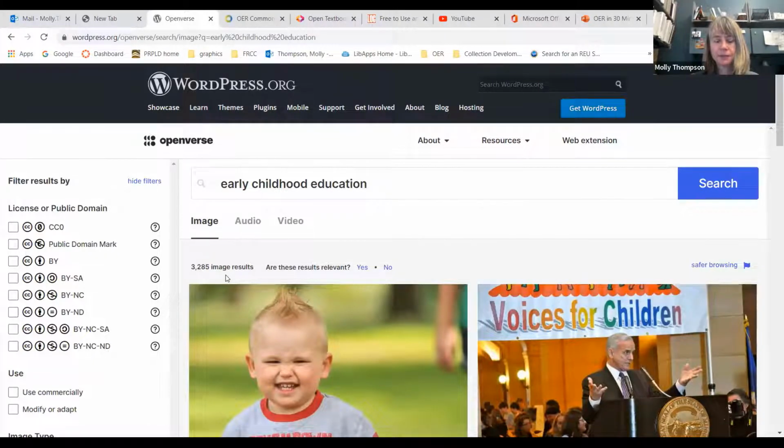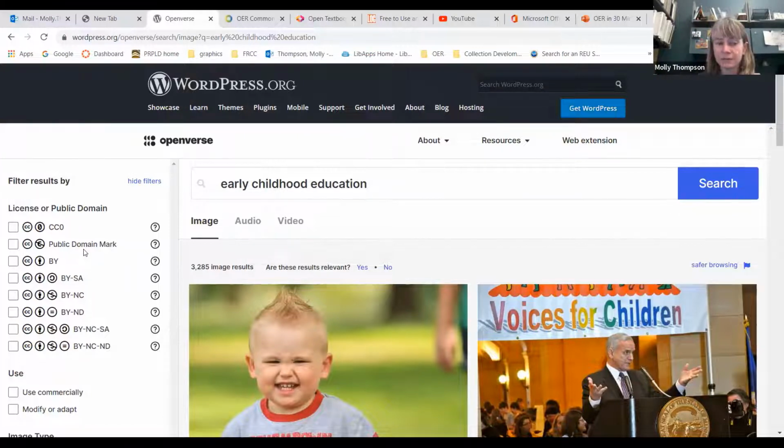And of course, I could use different terms to get what I need. Maybe this wouldn't be the best search, but we'll go with that. I have over 3,000 images, and on the left, I can limit my search. I might just want images that are in the public domain, because with those, I don't have to worry about including an attribution.